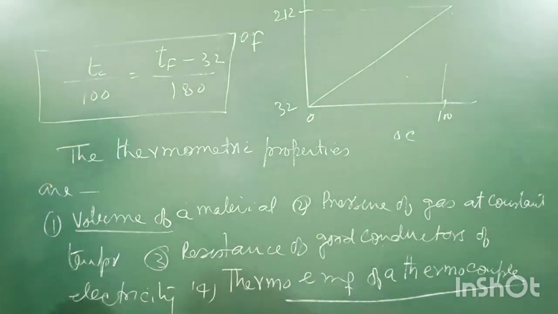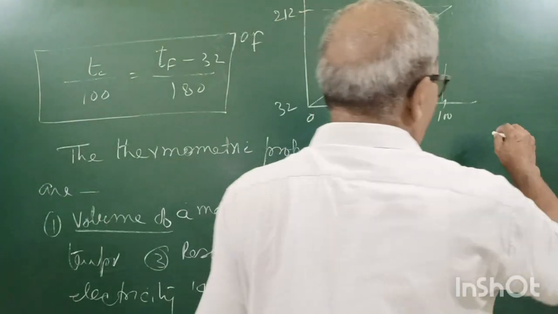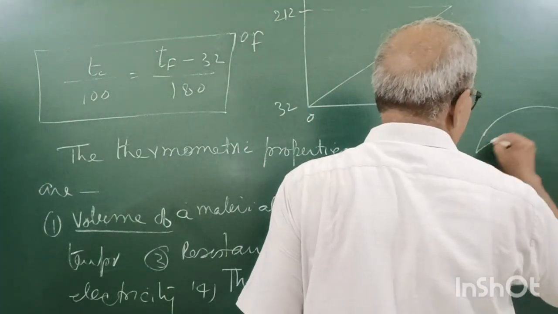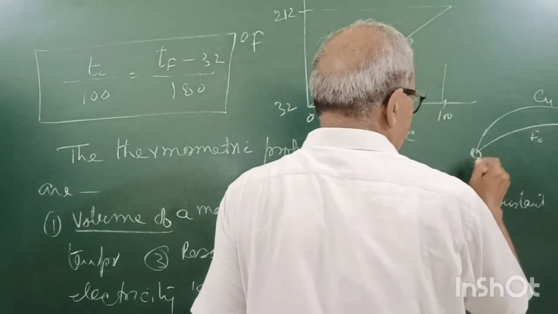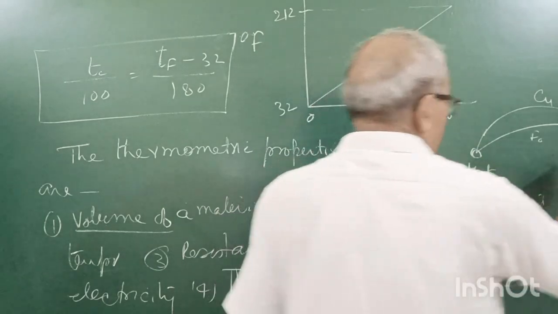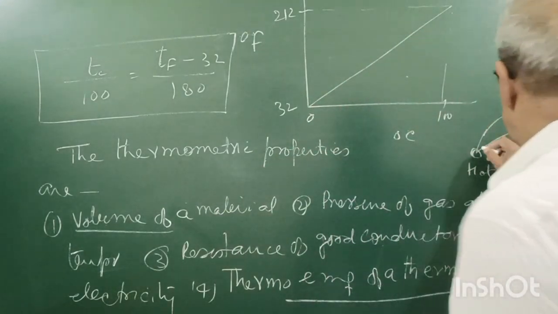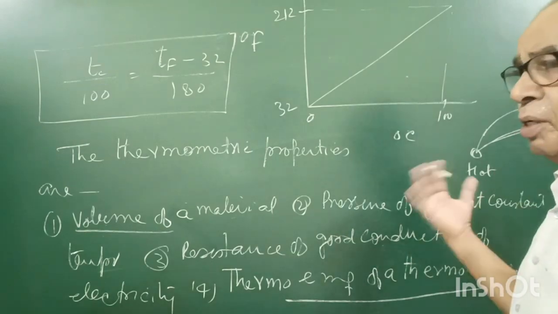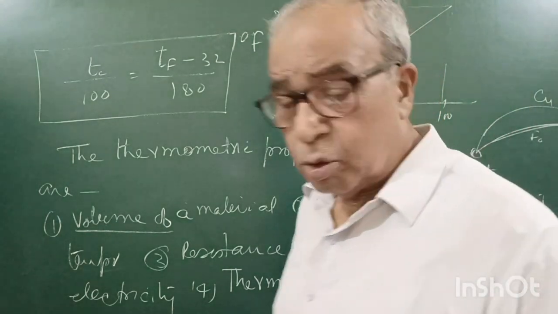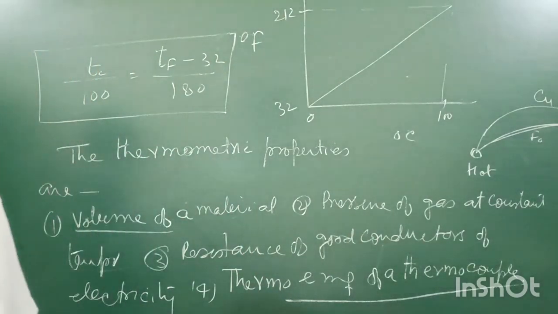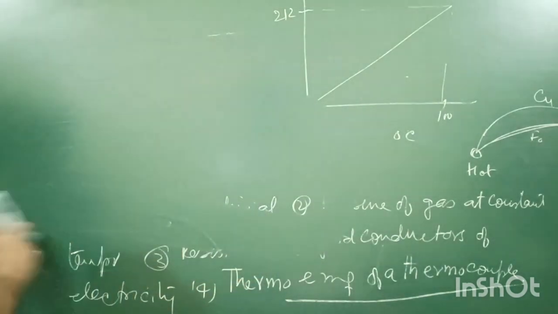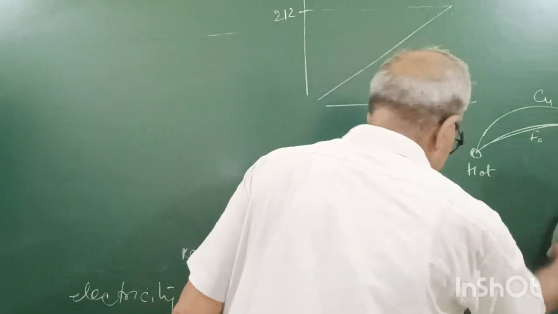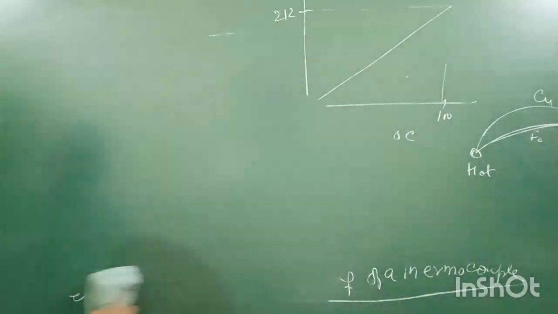Thermo-EMF or thermocouple: if we take two wires, one of copper, say, and another of iron, Cu and Fe, and we heat one junction and hold the other cold, then a potential difference appears between the two ends. This potential difference developed is called thermo-EMF. So all these properties can be used to prepare the scale of temperature. Bachchon ko ye abstract idea hai, lekin sikhna padega.